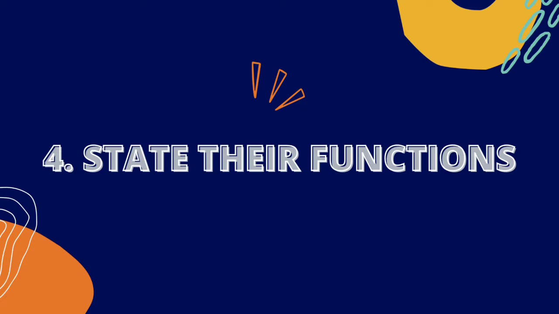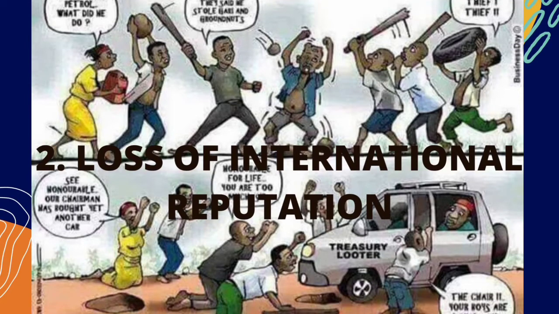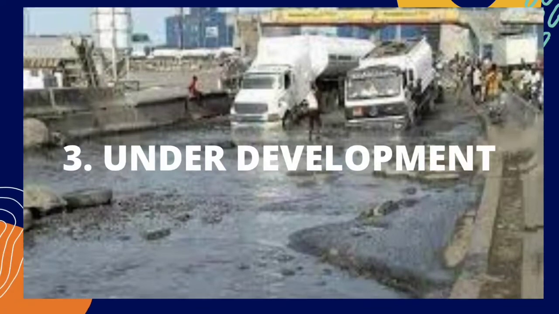Then let's look at effects of corruption. 1. Increase in crime rate. Corruption leads to increase in crime rate in Nigeria. Example, banditry, kidnapping, armed robbery, killings, terrorism, etc., and on the high side. 2. Bad image. It leads to loss of international reputation. That is, it projects bad image of the country at home and abroad. 3. Underdevelopment. It leads to low level or underdevelopment of the society. Example, bad roads, lack of social amenities, poor electricity, etc.